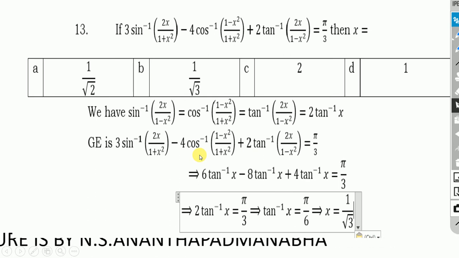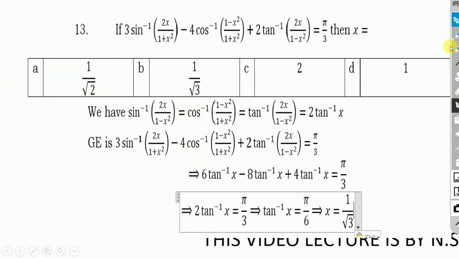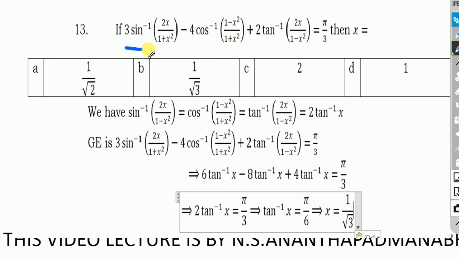So you can look at this question. If 3 sin inverse of 2x by 1 plus x square minus 4 cos inverse of 1 minus x square by 1 plus x square plus 2 tan inverse of 2x by 1 minus x square is equal to pi by 3, then x is equal to 1 by root 2, x is equal to 1 by root 3, x is equal to 2, or x is equal to 1 are the given options.